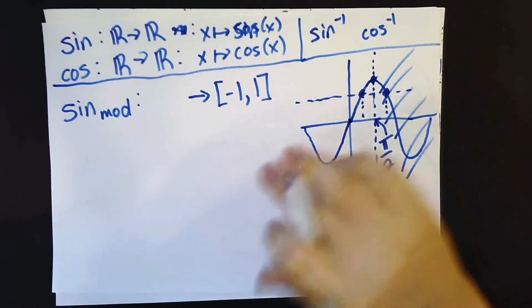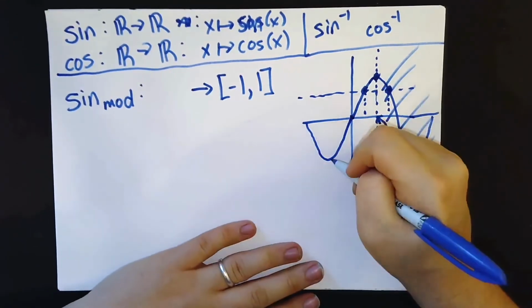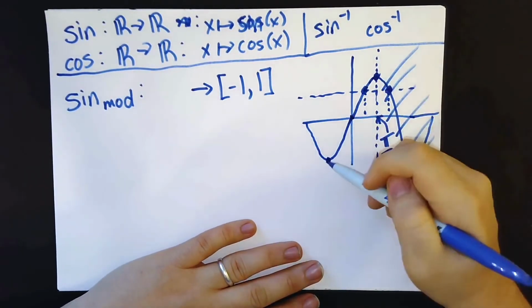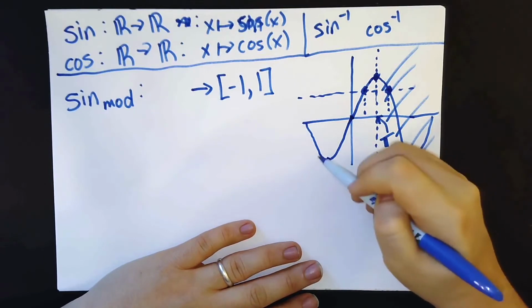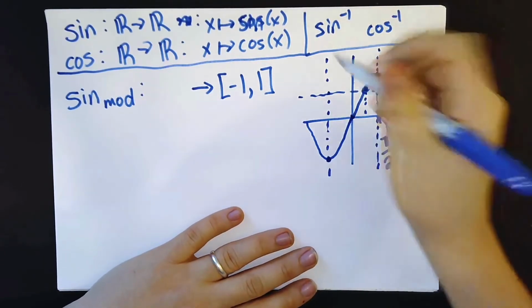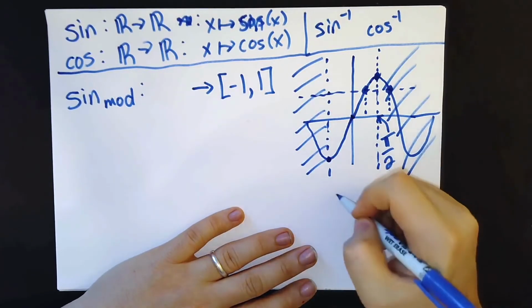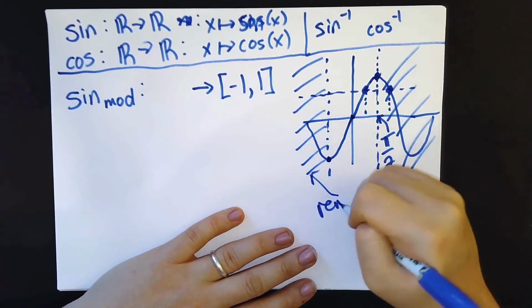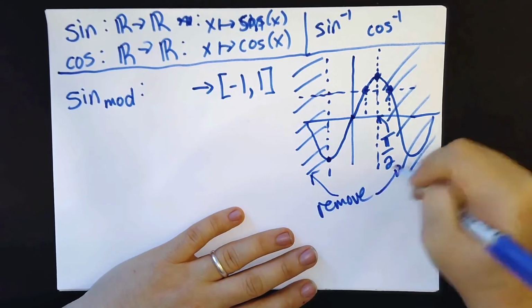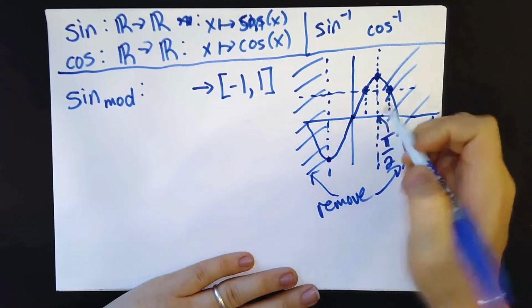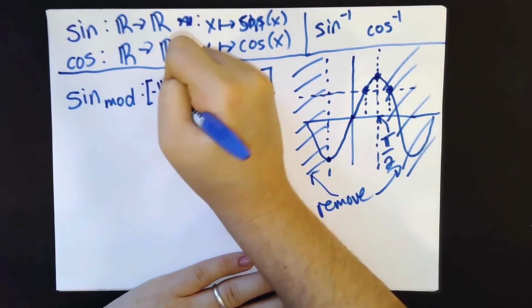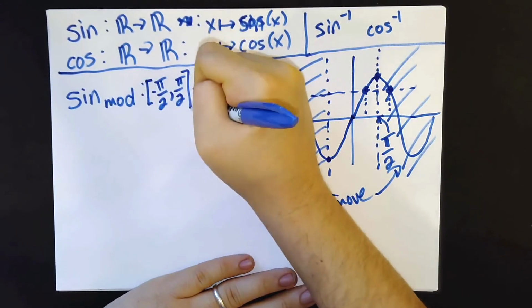And I'm going to grab it up until this other point, this min, where if I passed that, I would actually start repeating outputs as well. And so I'm going to remove that. So I've removed this piece, and I've removed that piece. And I'm only left now with the interval from -pi/2 to pi/2.